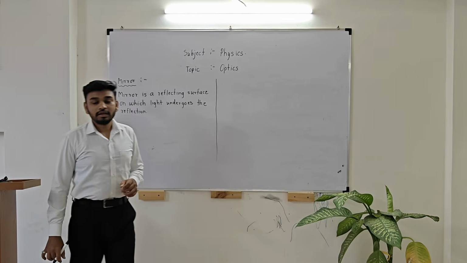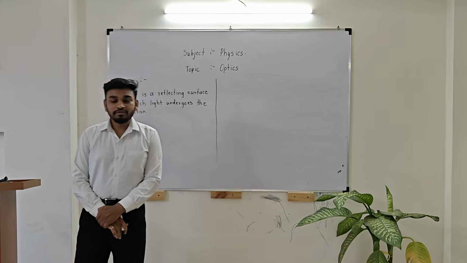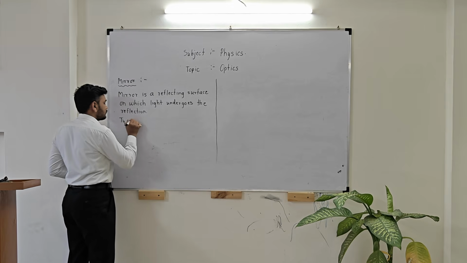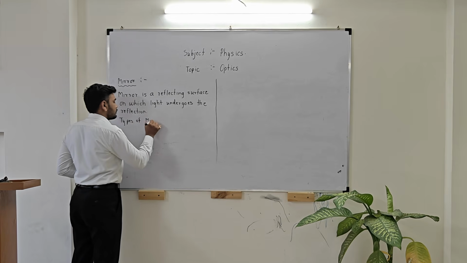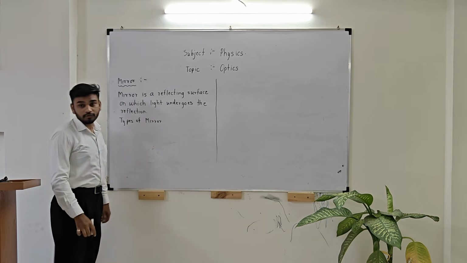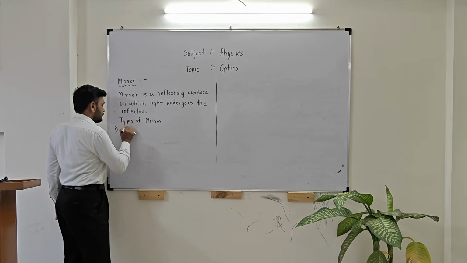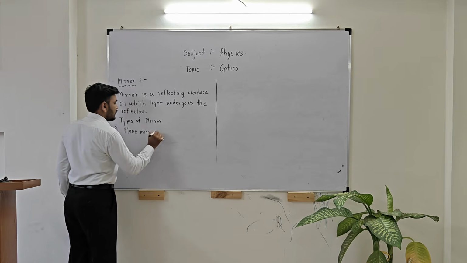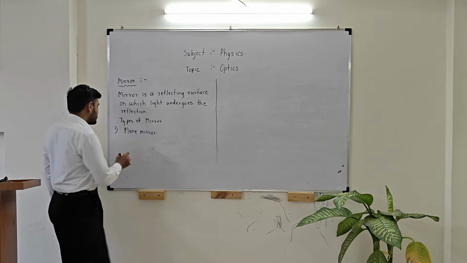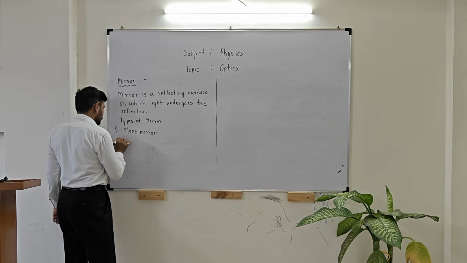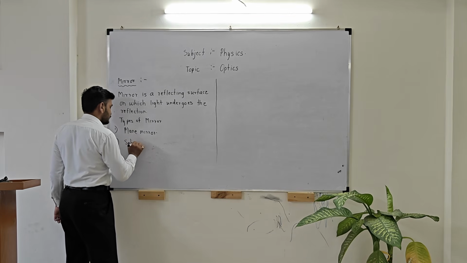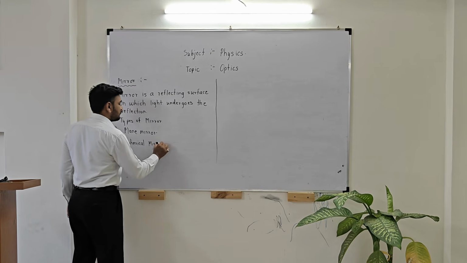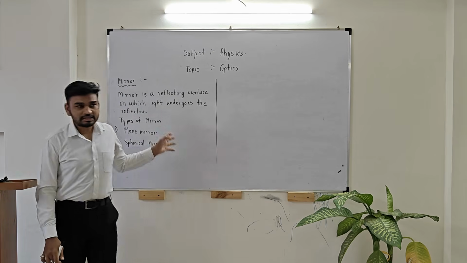The mirror is further divided into two types. The first type of mirror is the plane mirror, and the second type of mirror is the spherical mirror. So these are the two types of mirror that we are going to study further in this section.